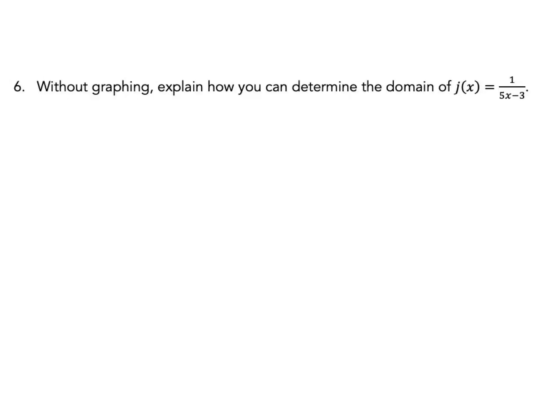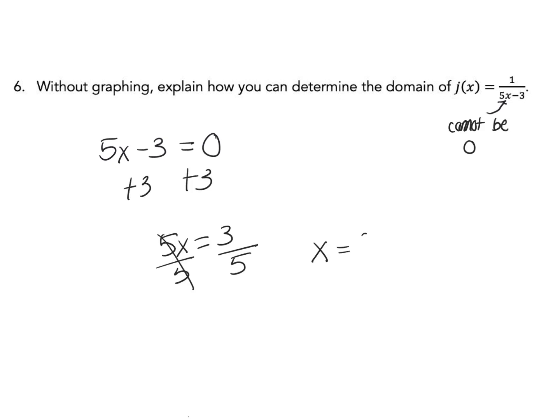Now, without graphing, this question asks us, can we explain what the domain is of our graph? So remember, this denominator cannot be 0. So we do 5x minus 3 equals 0, and then we solve for x. And we get x is 3/5. So the domain is going to be all real numbers minus 3/5.